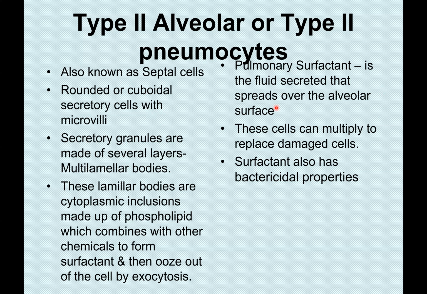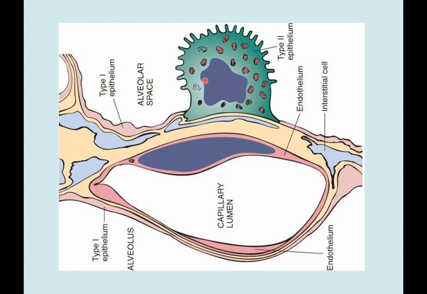Looking at this picture, this is the lumen of the capillary. This is the endothelium, which is made up of simple squamous epithelia. This is the type 2 pneumocytic cell, and this is the type 1 pneumocytic cell. This is the alveoli. So it is across this membrane that you have exchange of oxygen and carbon dioxide. This is the type 2 pneumocytic cell that does the secretion of the surfactant and the replacement of all other types of cell.